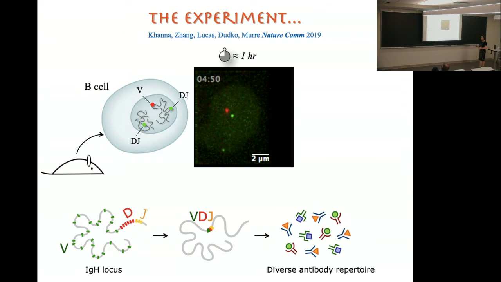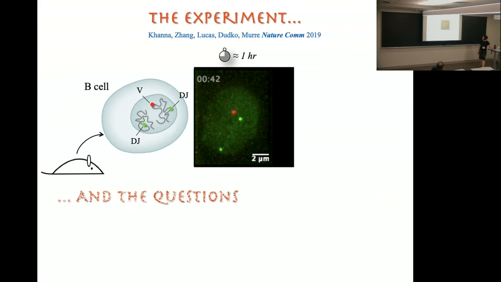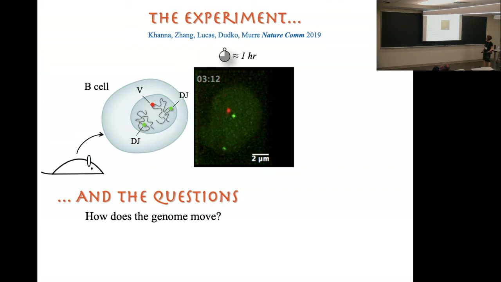So with data like this, we were hoping to address a number of what we think are fundamental questions. Questions such as, what's the mechanism of genomic motion? And by mechanism, I mean a physical principle that is expressed in terms of an equation, right? So that we can talk about these quantitatively.